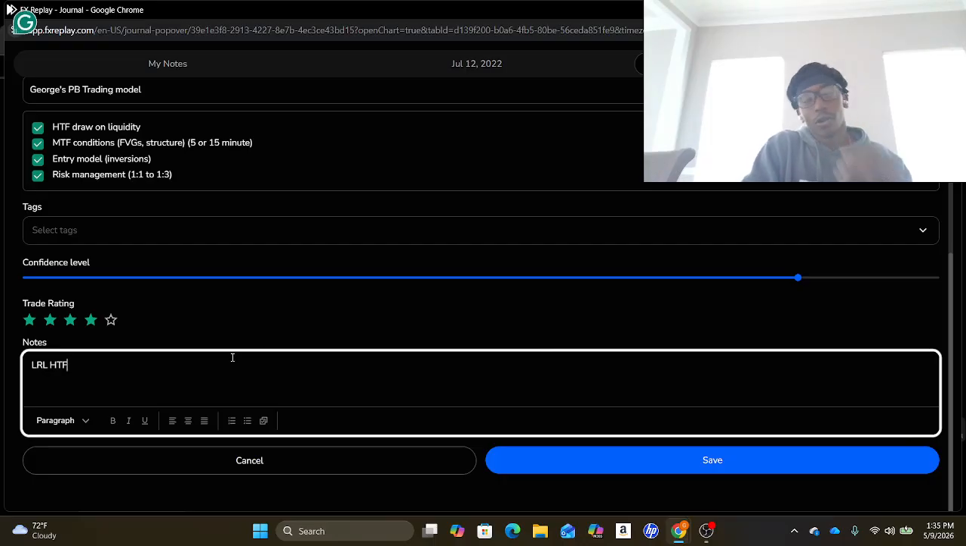Low time frame, LRL, 15 min sponsored. Took 1 min, caught with DOL intact. DOL just means drawn liquidity. Y'all should know that. And then break even at SMT high. That's kind of how I understand it, but you know what I'm talking about.